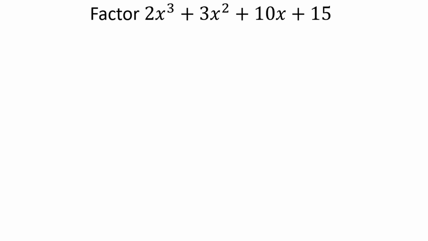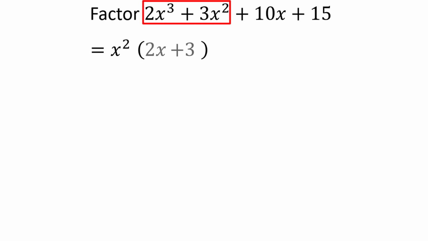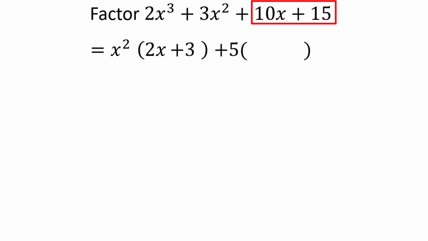Oftentimes when you have four terms, you might want to see if factoring by grouping might work, which means factor twice, once for the first two terms and again for the last two terms. In this case, just focusing on the first two terms, we can pull out x squared. The inside of the parentheses will be 2x plus 3. For the last two terms, we can factor out a 5. The inside of the parentheses will be 2x plus 3.